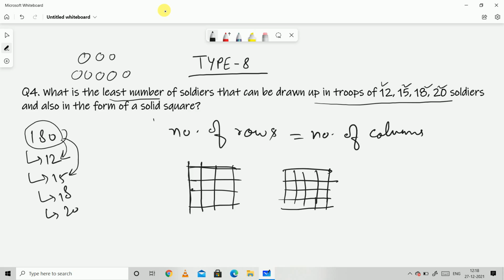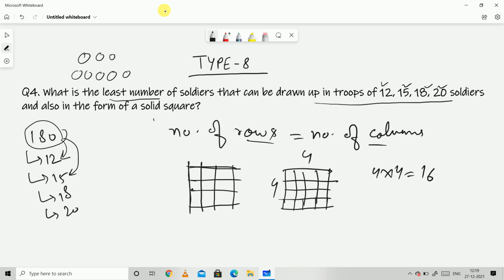Right? You know this, that the sides of a square are equal. Then only will I have equal sides. So as many rows, that many columns. That is going to form the perfect square, right? So if there are 4 columns, there will be 4 rows. So 4 into 4 is 16.